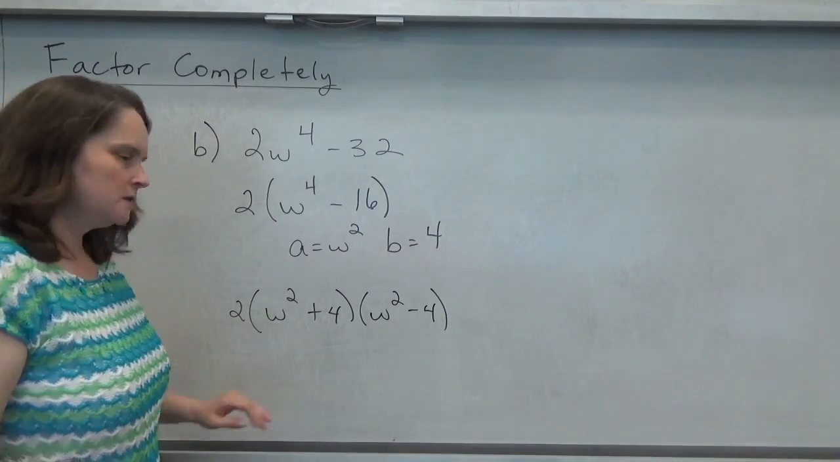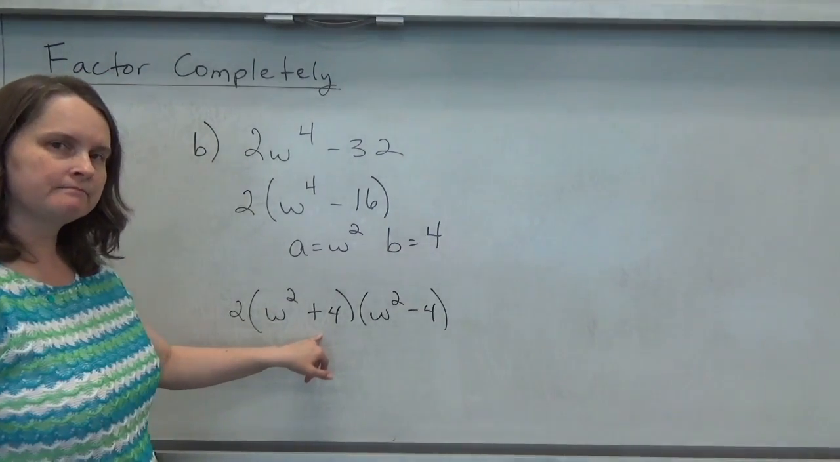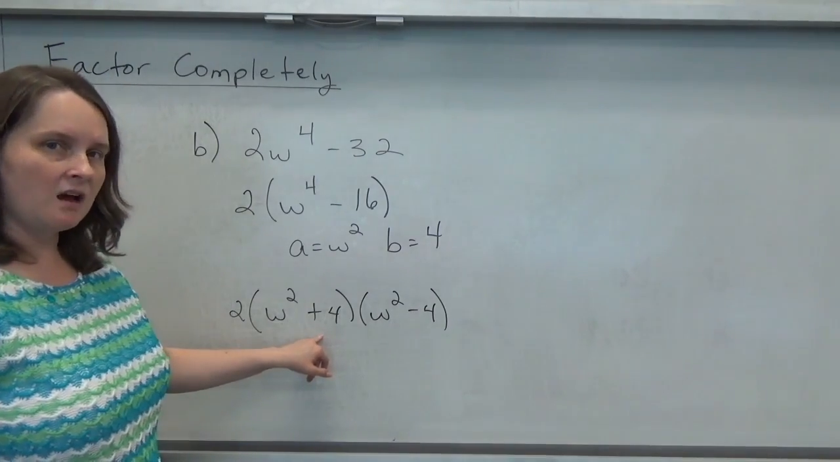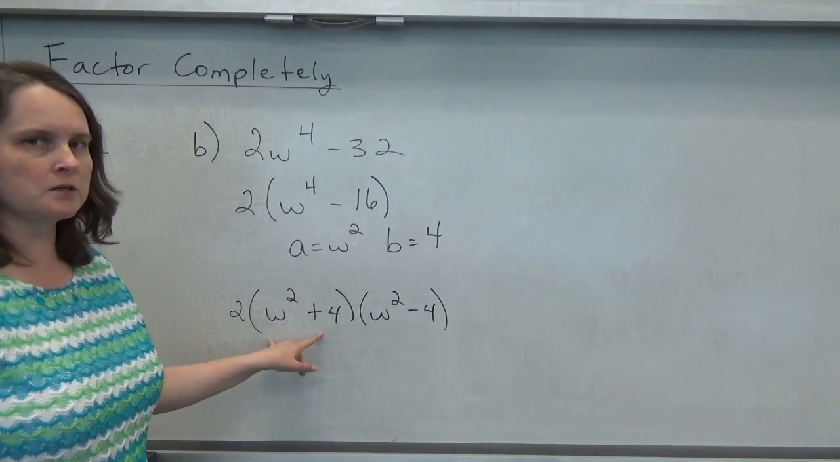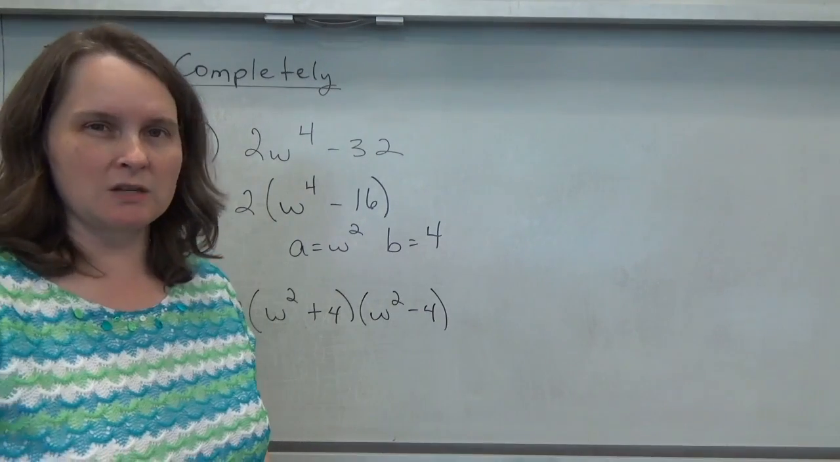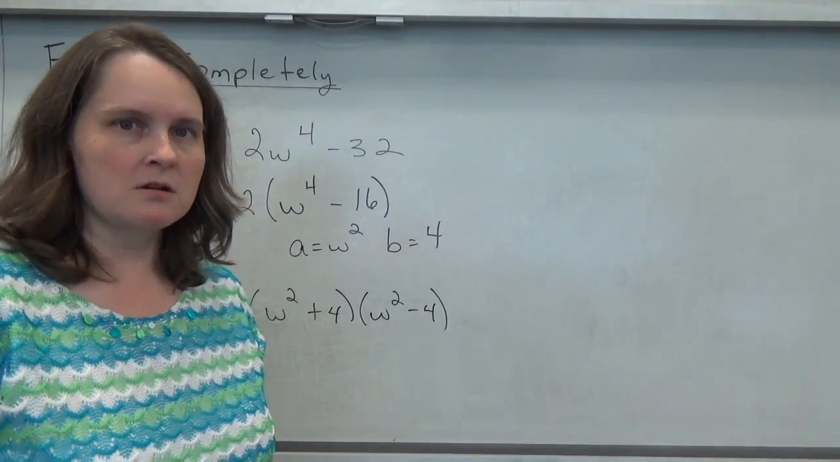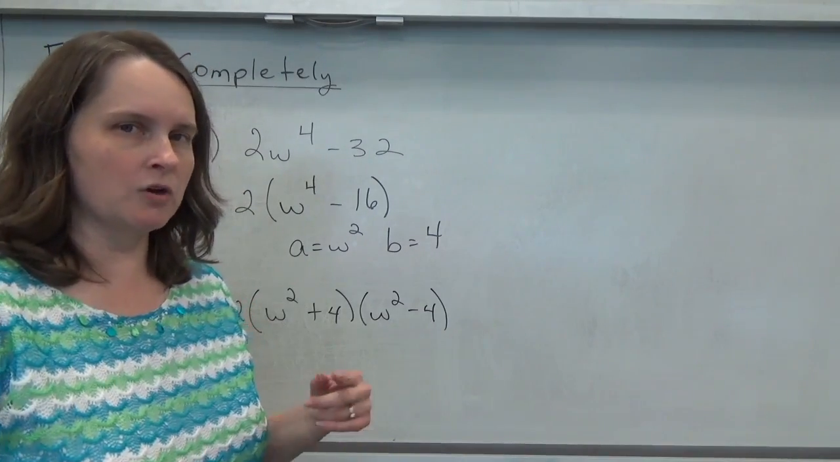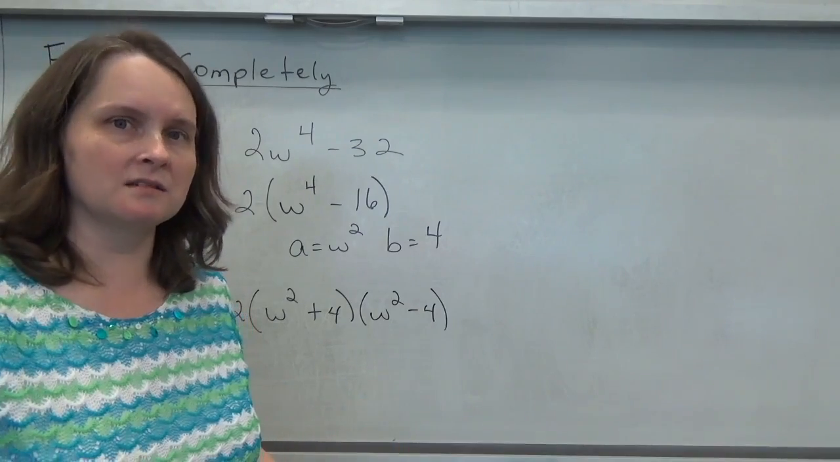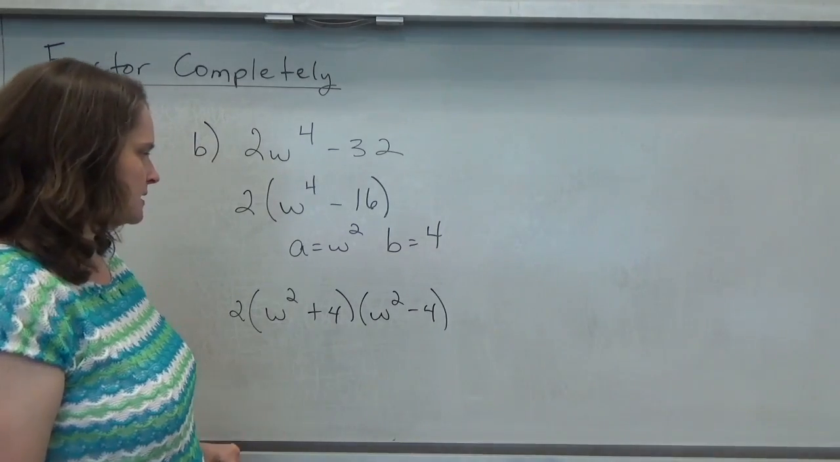Look at what's left. W squared plus 4, can I do any more to that? No, I cannot, because yes, these are perfect squares, but these are being added. And if you recall, the sum of squares is prime. That's the one that I told you to play with on your own and see if you could figure out how to get it to factor. By manipulating all those possibilities, you'll see why it does not factor. So the sum of squares is prime. We don't need to do anything to that.